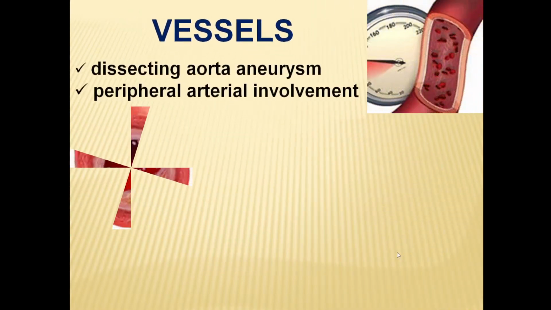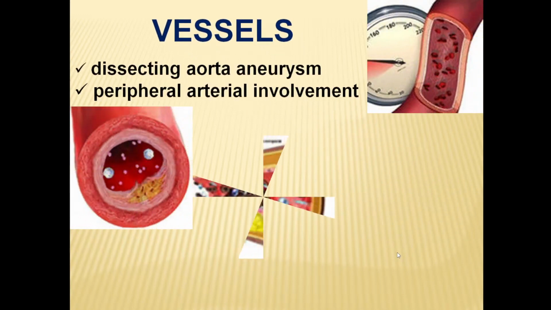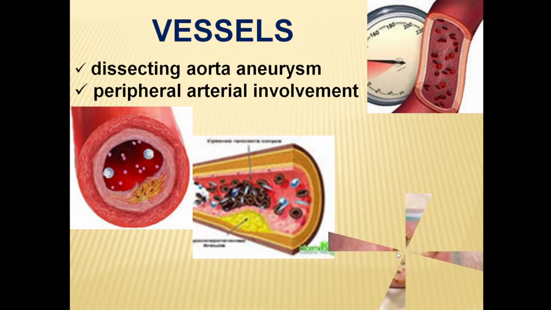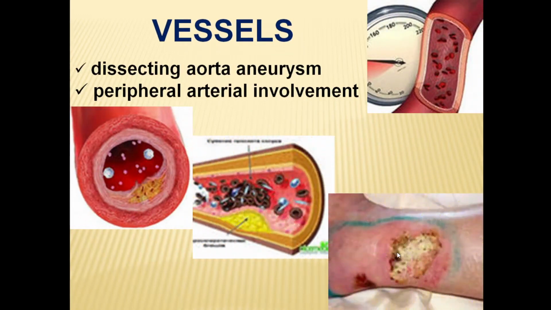Peripheral vessels: we can reveal aneurysm of the aorta or involvement of peripheral vessels due to progressive atherosclerosis, clinically manifested with difficulty in healing wounds or sometimes with gangrene of the lower extremity.